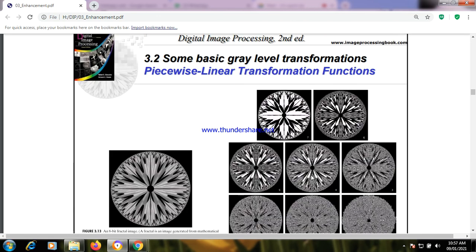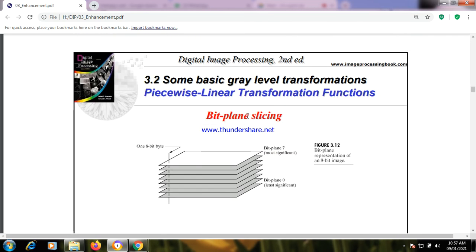Last one is bit plane slicing. Bit plane slicing means say this is one 8-bit image, right? So this is bit plane 0, bit plane 1, 2, 3, 4, 5, 6, 7. So you can have 8 bit planes, bit plane 0 to bit plane 7. Bit plane 0, I can say, is the least significant. Bit plane 7 is the most significant bit, right?